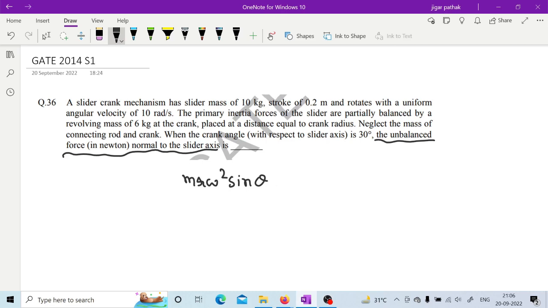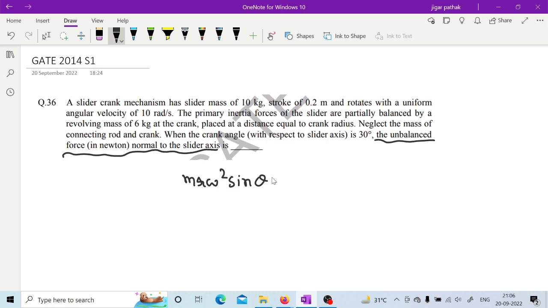Sir, will it be like 30 Newton? Yes, correct. Exactly. So any of you are getting the same? It's 30 Newtons, sir. 30 Newton, correct. Everyone is getting 30 Newton, right?